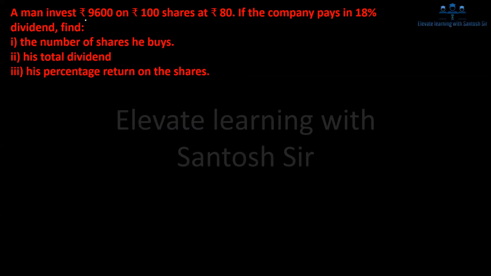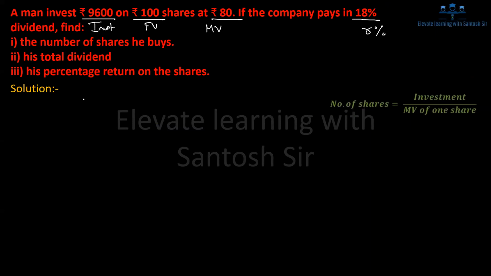Again, it is an ICSE board exam question. A man invested rupees 9,600 on rupees 100 shares at 80, meaning this is the face value and this is the market value. This is the investment. If the company pays 18% dividend, so we have the rate of dividend. We have to find the number of shares, total dividend, and his percentage return.